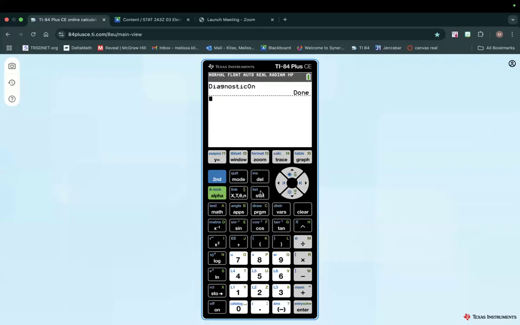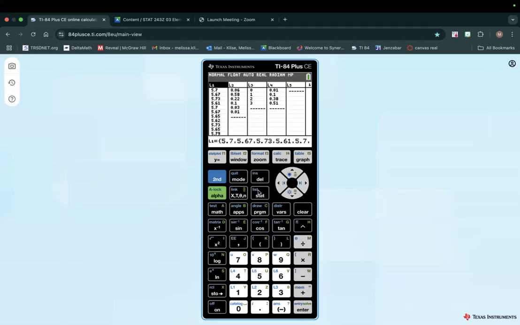So we're going to go into stat because we want to go into our lists. So hit stat and edit and get to our lists. I have all these crazy ones here. I'm going to clear out list 1 and list 2 because we need both of them. So highlight L1, hit clear, enter. Then highlight L2, hit clear, enter.